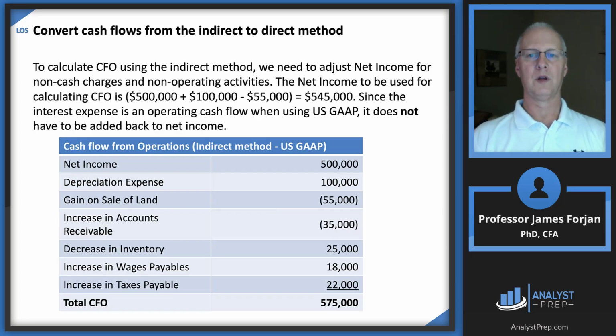And so here's the answer. We start with net income. There we add the depreciation expense, subtract the gain on the sale. We have an increase in accounts receivable, so that's a subtraction. We have a decrease in inventory, so that's an addition. All right, so that's on the left-hand side of the balance sheet under current assets. So we switch over to the right-hand side under current liabilities. And since we had an increase in both wages and taxes payable, we add those. And so if you do the math there, you get 575.